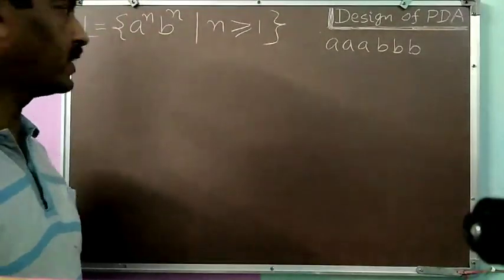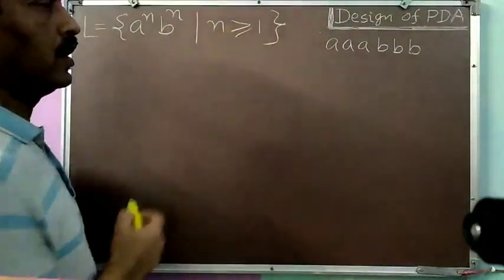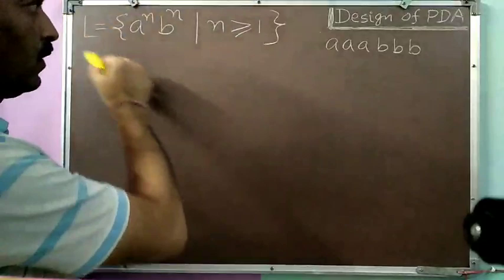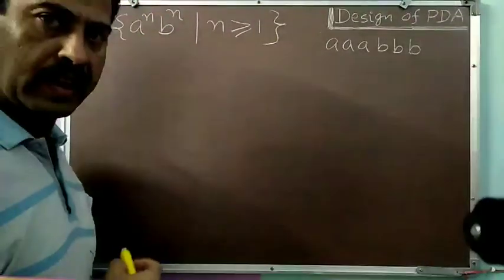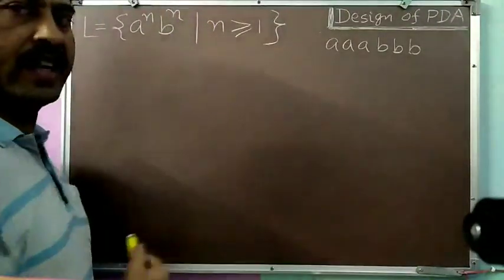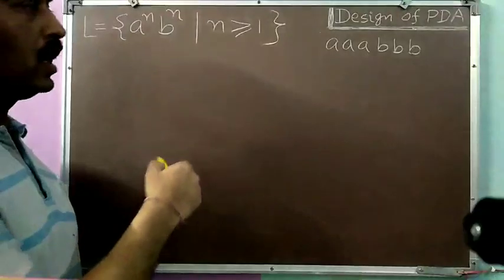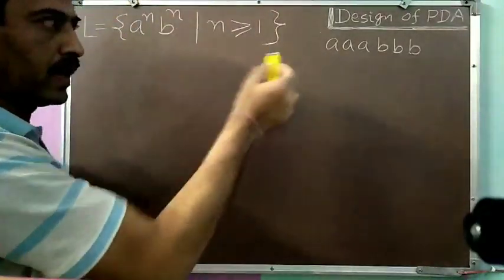Now come to the example. L is equal to a to the power n, b to the power n, n greater than or equal to 1. We have already seen a PDA corresponding to this language in our previous lectures, but at that time we have not shown how we designed it. Now we will see how we have designed this PDA as per our guidelines.